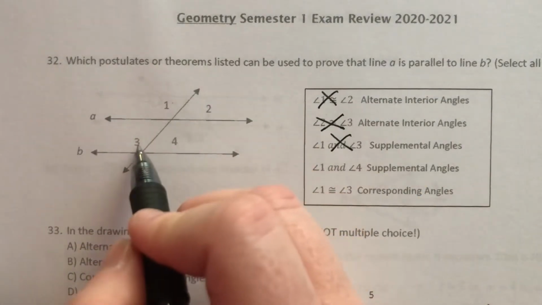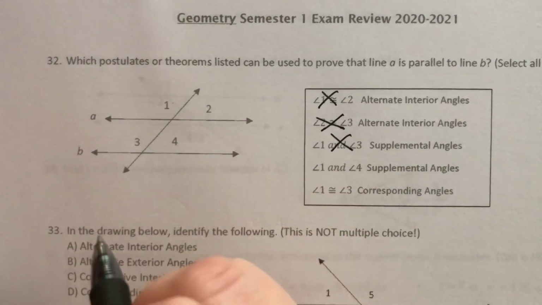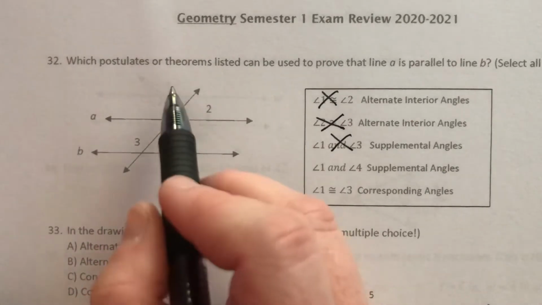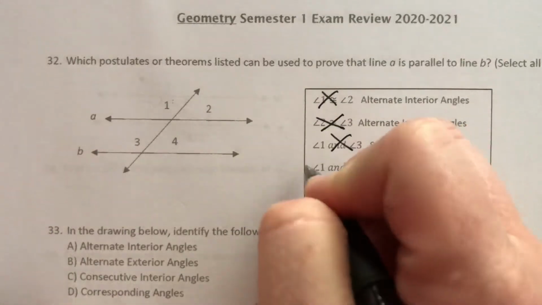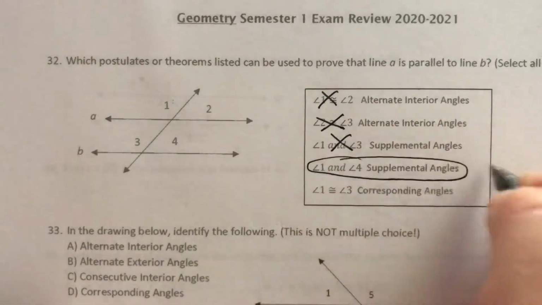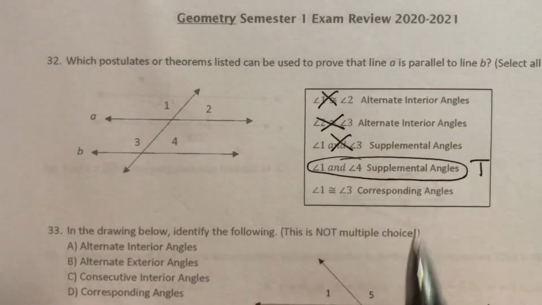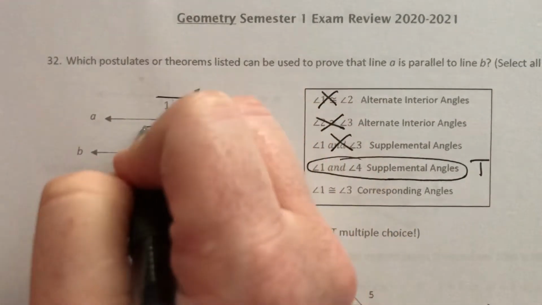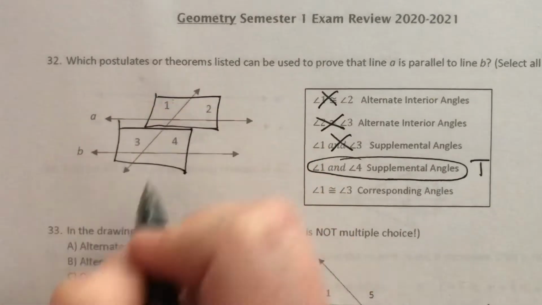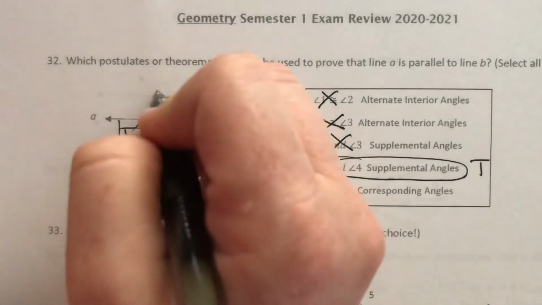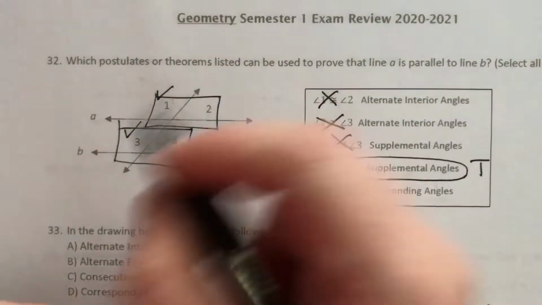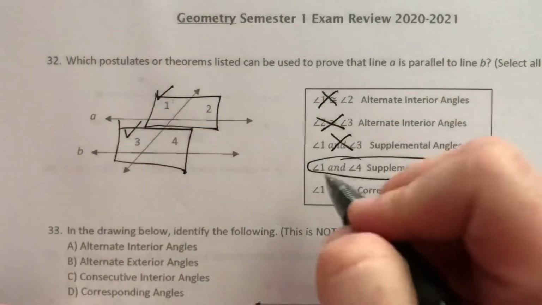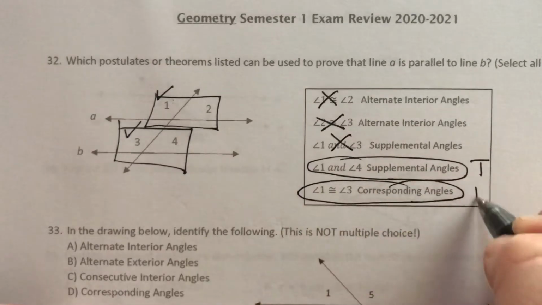1 is corresponding to 3, and 3 and 4 are supplementary. So if 1 is the same size as 3, and 3 and 4 add up to 180, then 1 and 4 have to add up to 180. So this one's true. And then angles 1 and 3 are corresponding angles. That is true. If we drew a little window around each intersection, 1 and 3 are both in this top left angle window pane. I always want to say top right, whether it's right or not. The top left window pane. So this is true as well.